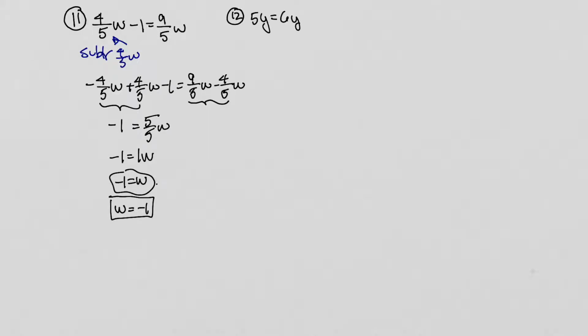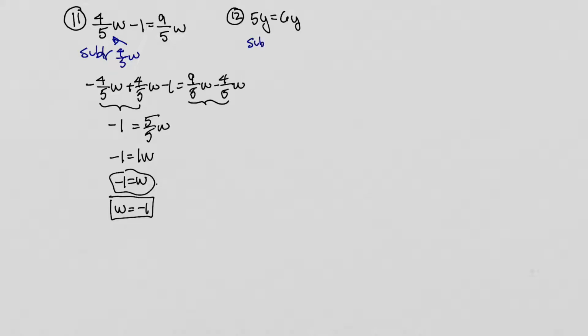Problem number 12, we've got 5y's equaling 6y's. I got y on both sides, so let's get y on one side, and since I have 5 over here on the left and 6 over here, I've got more on the right than on the left. I'm going to get all the y's on the right side. Let's subtract these. So here is the plan.